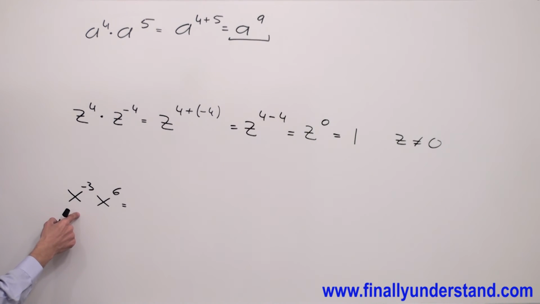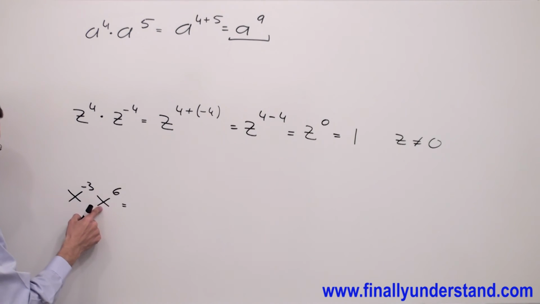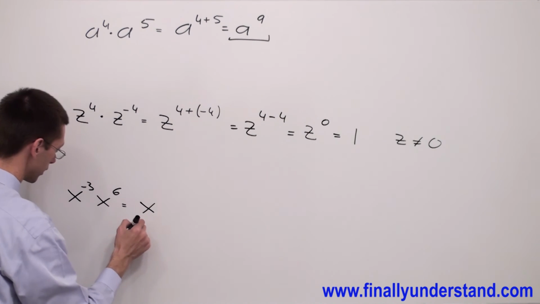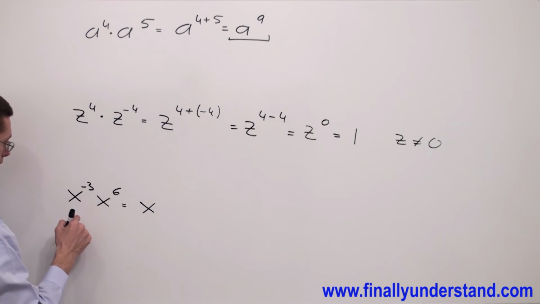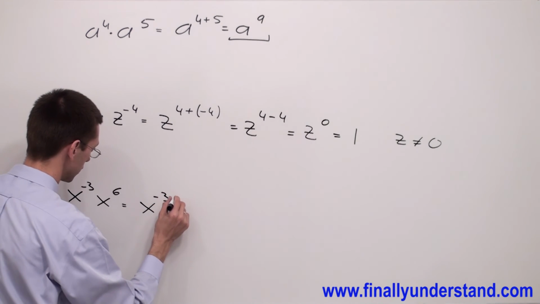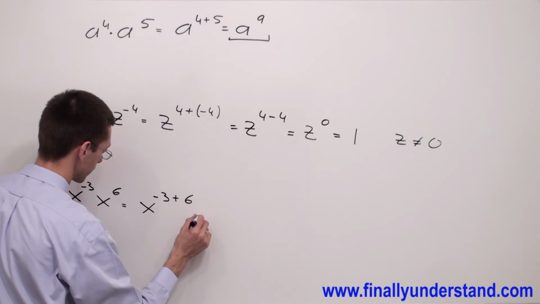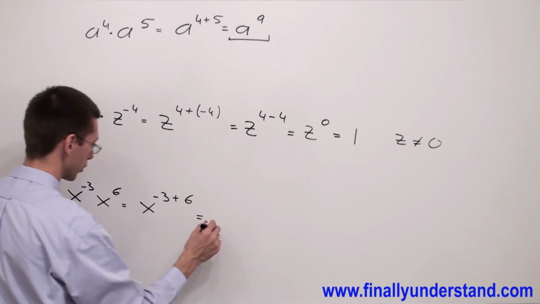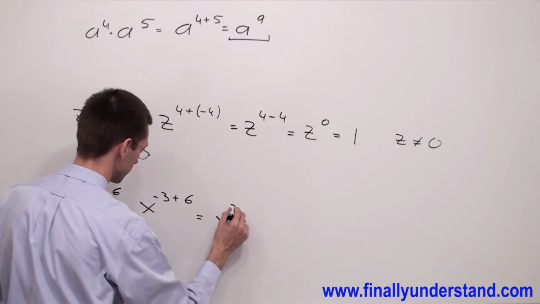Next problem. Again, I have multiplication and I have the same base, which is going to stay, and I'm supposed to add the exponents. I have negative 3 plus 6. Negative 3 plus 6 is equal to 3.